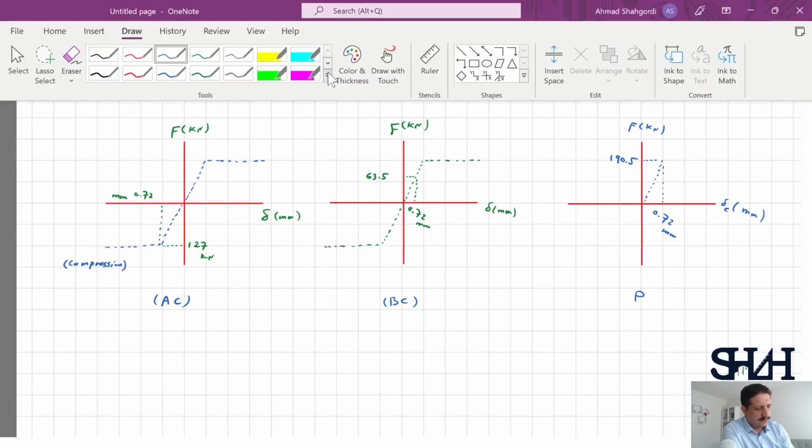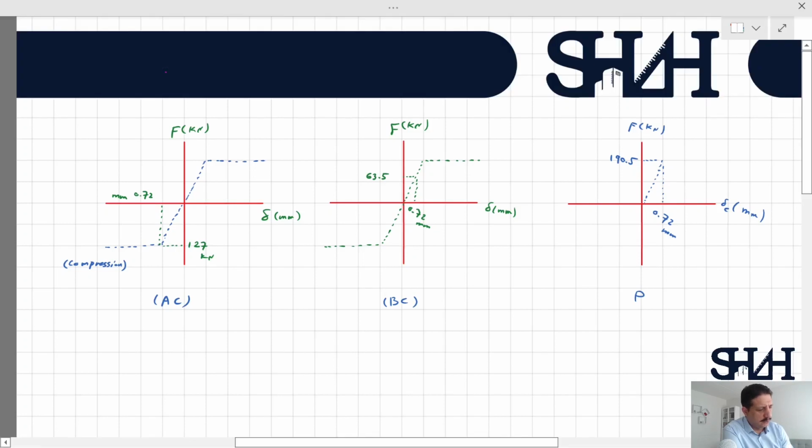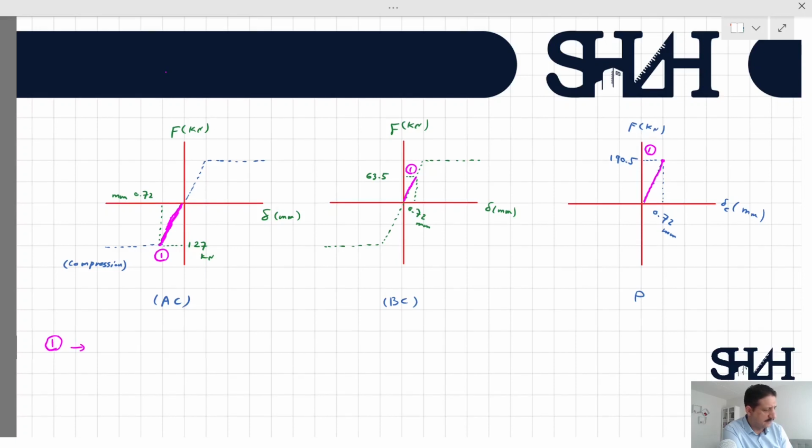It's better to sketch a line to show where we are, in a different color. So this is point 1. Point 1 represents when P equals 190.5 kilonewton.